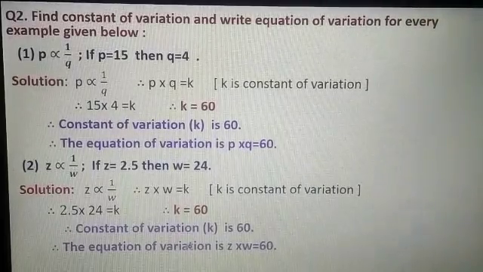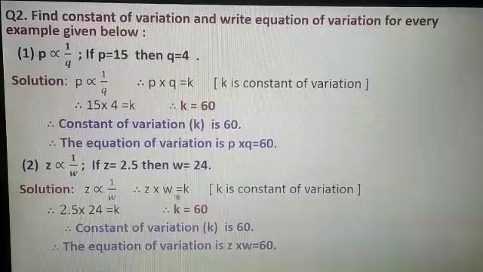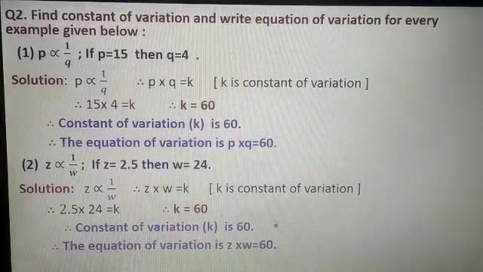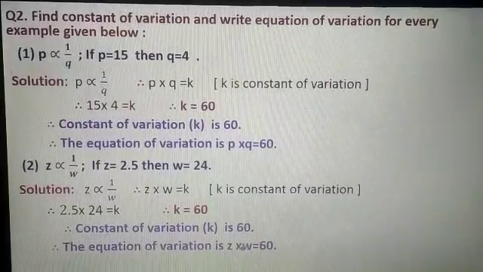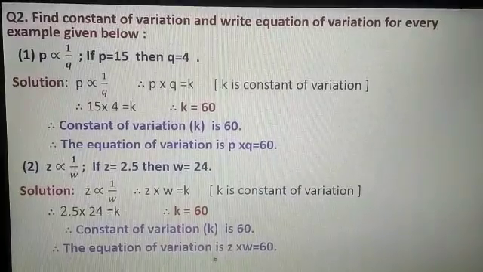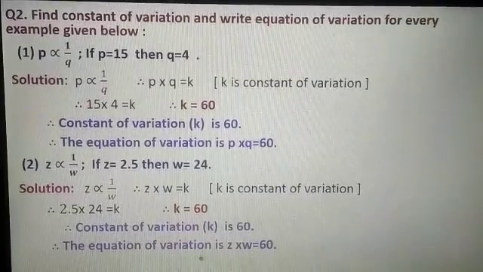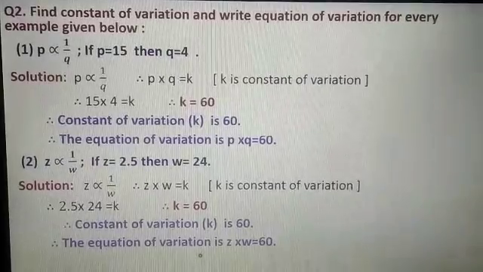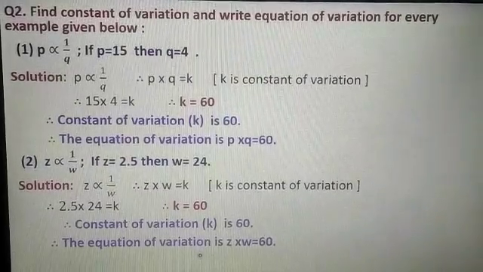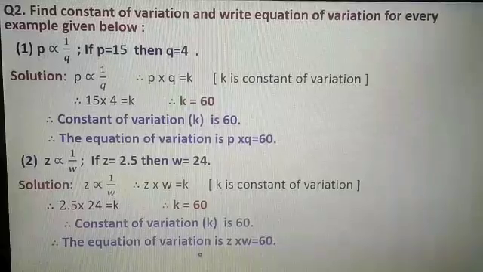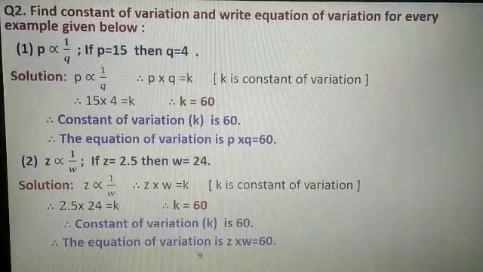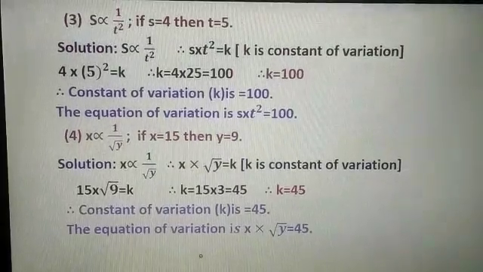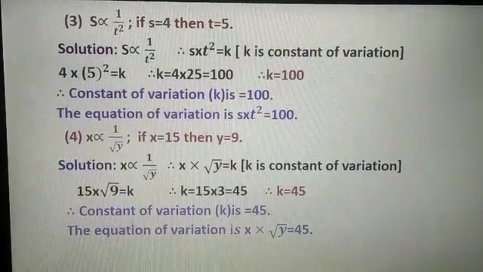So the constant of variation K is equal to 60. Therefore the equation of variation is what? The equation of variation is Z into W is equal to K, meaning Z into W is equal to 60. Okay. So the first and second examples of question 2 are over. Have you understood now, children? Keep in mind that you have to use inverse variation here, that is the product of two quantities. Now the third example of the same question.